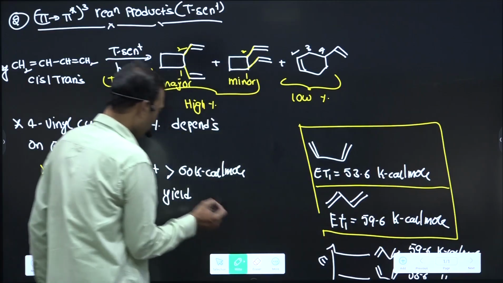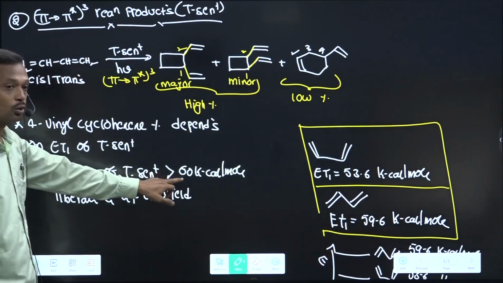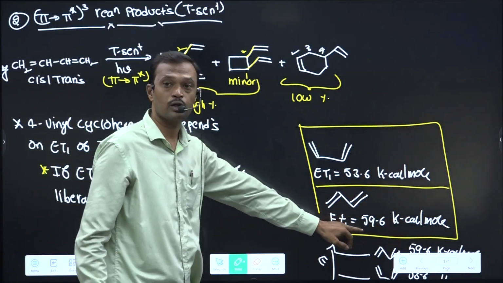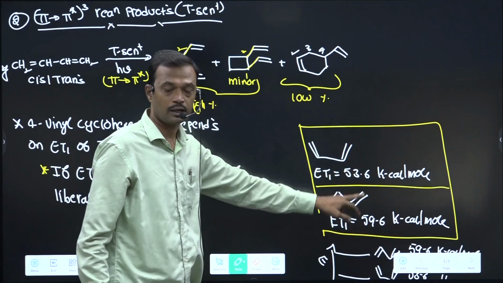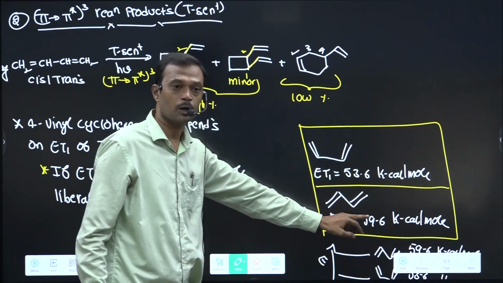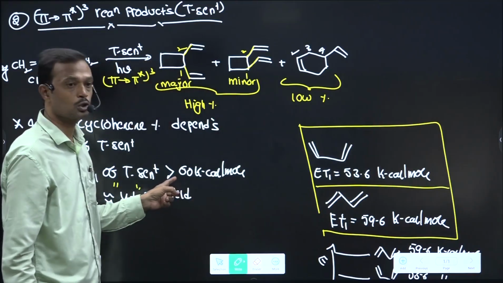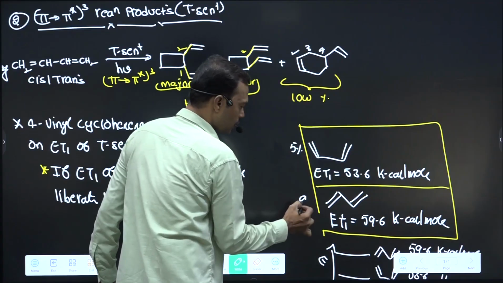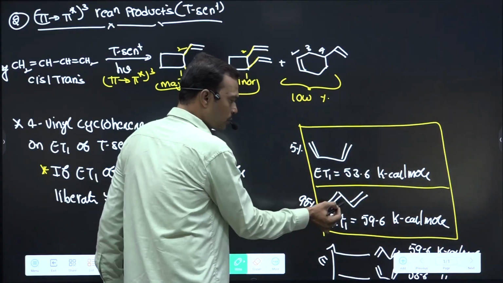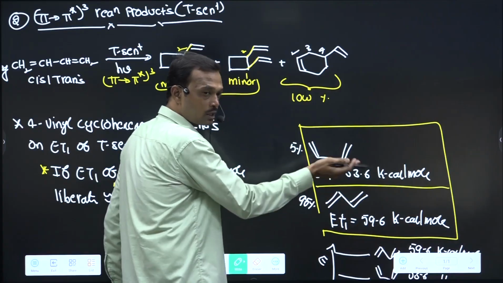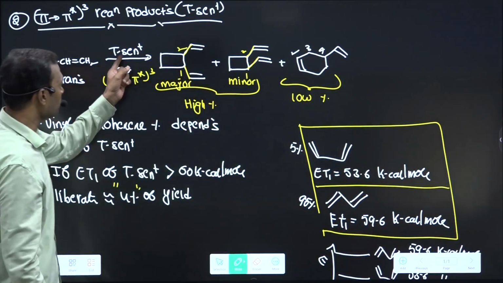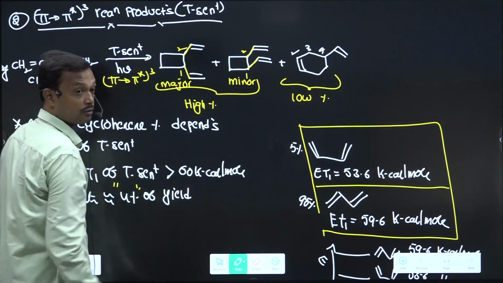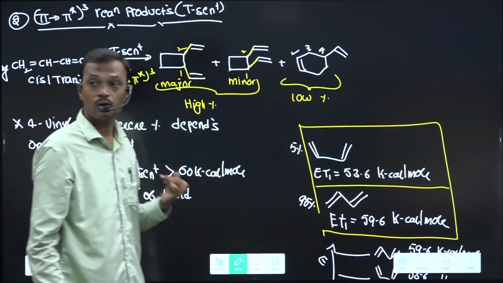But if I take a triplet sensitizer with ET1 value more than 60 kilocalorie per mole, this energy is suitable for the one having a very close value between cis and trans diene: 59.6, very close to 60 kilocalorie per mole. So here cis is 5% and trans isomer is 95%. The 95% of trans isomers start activating, start consuming this energy. So when the triplet sensitizer value is more than 60 kilocalorie per mole, which is activated? Trans is activated, but not cis.